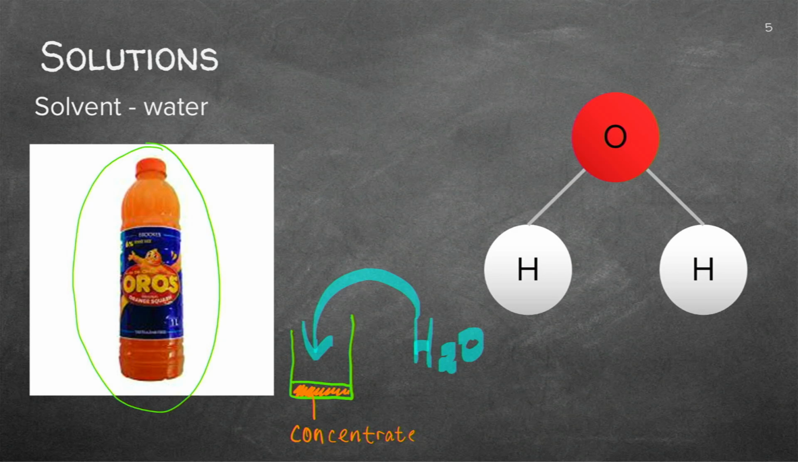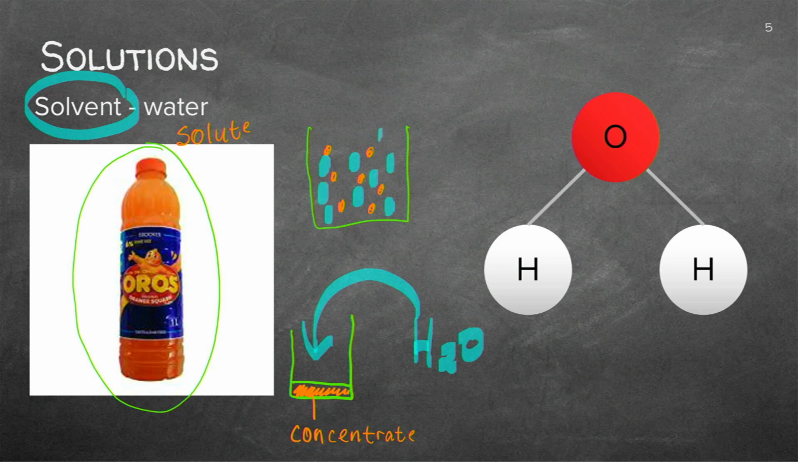What happens when I add the water? Let's quickly draw it afterwards. So I've got my glass then. I've got Oros scattered all over. Remember, the Oros was the solute. So I've got the Oros there, and I've got the water, which was the solvent, in between these Oros molecules. Can you see I actually made a solution now?